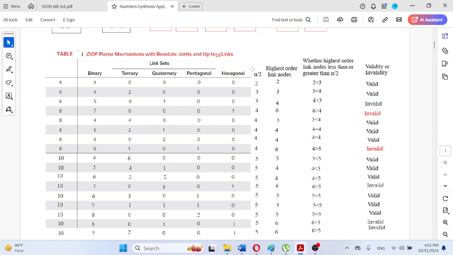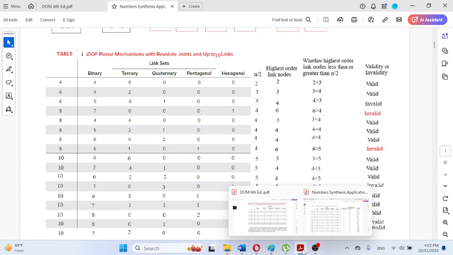And what is n by 2? These 4 columns have been added for further explanation, because in this table, number synthesis is giving only the possible sets of links, but it is still the decision of the designer and some principle whether these sets of links will be able to be connected or not.